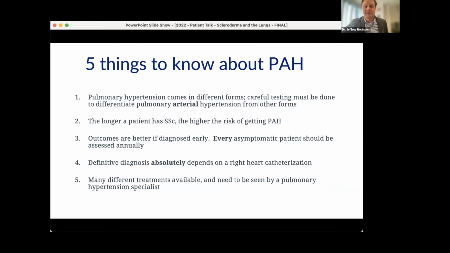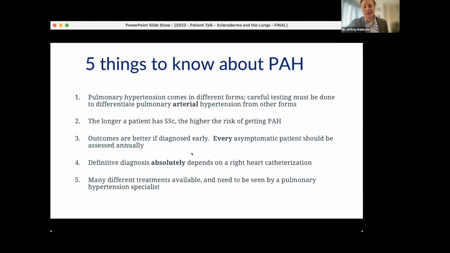The longer that you have this, the higher the risk of getting pulmonary arterial hypertension. So having one echo 5 years ago that looked pretty good isn't enough. You've got to keep getting screened for this. I'm a really strong believer that outcomes are always better if we diagnose this early. So even with asymptomatic patients, I tend to continue to assess them annually pretty aggressively to try and find this.